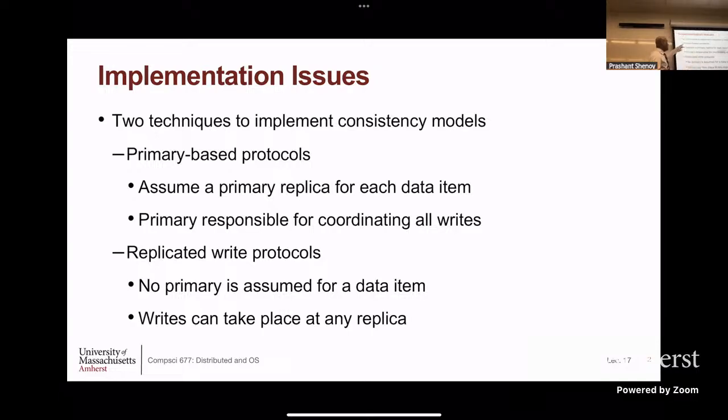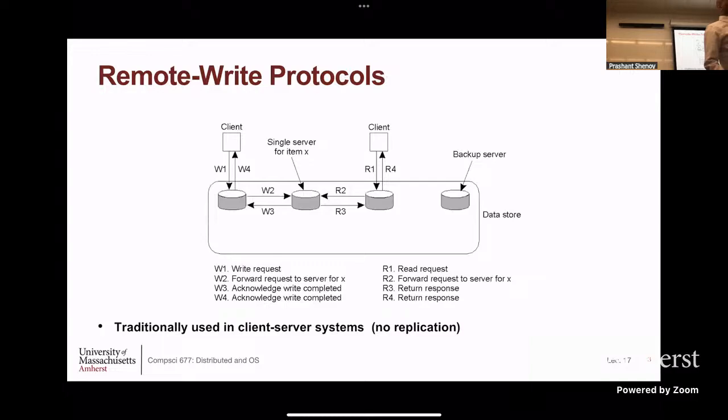We'll start with primary-based, a fairly straightforward approach, and then we'll end with replicated write protocols where you do not have a primary. In the primary-based approach, there is a coordinator that's coordinating every data item. All the replication is handled by the coordinator. In the replicated write, there is no coordinator. It's a decentralized approach for replication. So those are the two techniques that we will talk about today. Let's start with a simple technique, which is a primary-based protocol.